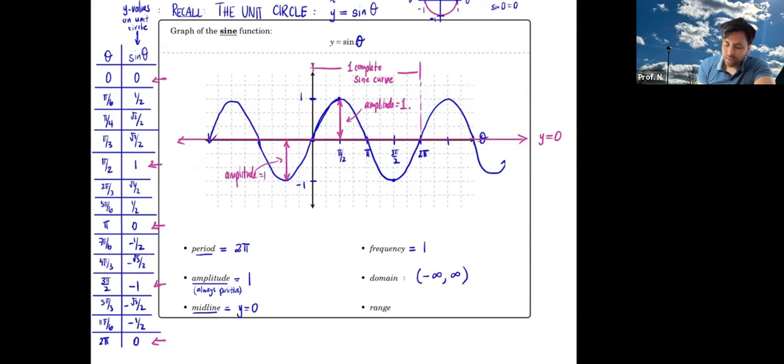And then what's the range of my function? Well, it's the y values, right? And the y values are bounded between the values 1 and -1. It can never be above 1. It can never be below -1. So what do we say? We say that our range is enclosed in the interval -1 to 1.